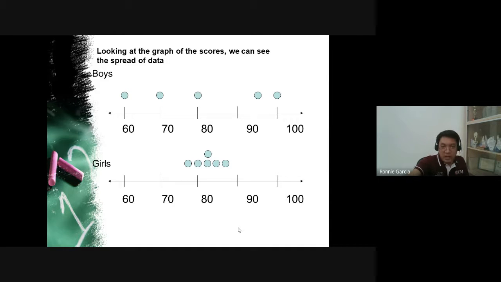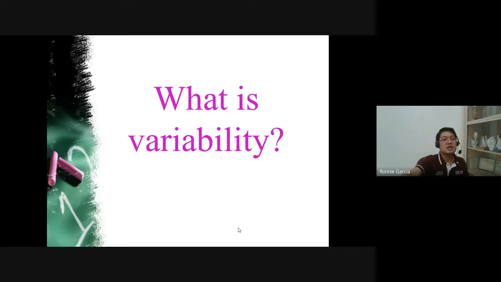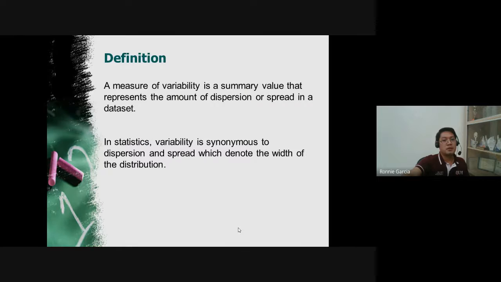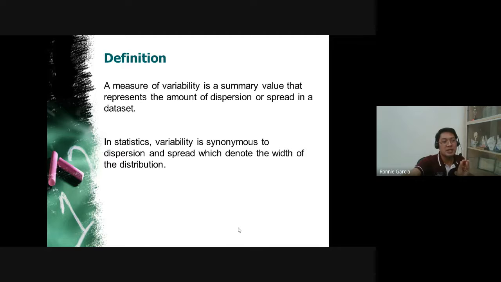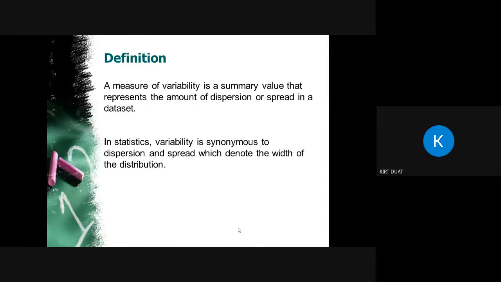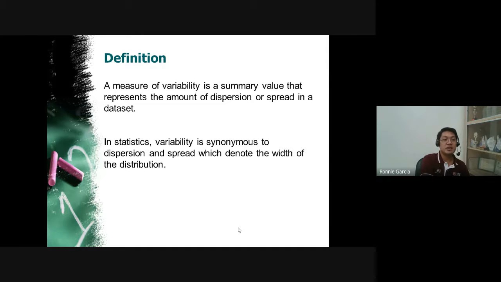So pangutana na po again, which group is better? In mathematics, the lesser the variability, the better. Meaning, mas the same sila og performance. So between the two, asa ang mas nindot? Ang lalaki nga scores very spread out or ang babae nga dili kaayo spread out ilang scores? Girls, sir. Ang girls, sir, kay dili kaayo spread out. Very good. So that is the definition of variability.